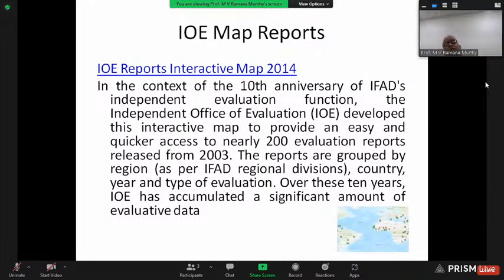In the context of the 10th anniversary of IFAD's independent evaluation function, the Independent Office of Evaluation, they developed an interactive map to provide easy and quicker access to nearly 200 evaluation reports released from 2003. The reports are grouped by region, country, year, and type of evaluation. Over these 10 years, the IOE has accumulated a significant amount of evaluative data.